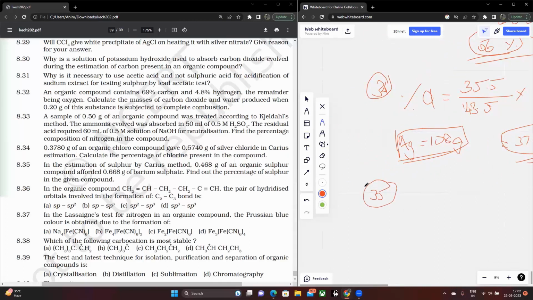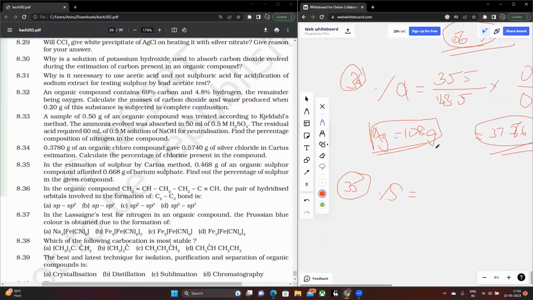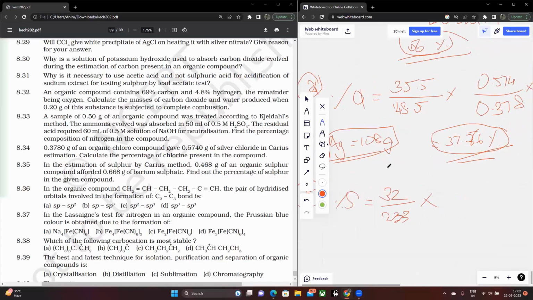Then question number 35. In the estimation of sulfur by the Carius method, 0.468 of organic sulfur affords 0.668 of barium sulfate. Find out the percentage of sulfur. Right. Again, direct formula. Percentage is equal to 32 by 233, the mass of sulfur over the molar mass of barium sulfate, into the mass of precipitate obtained, that is 0.668 divided by the mass of organic compound taken, that's 0.468, into 100, right?